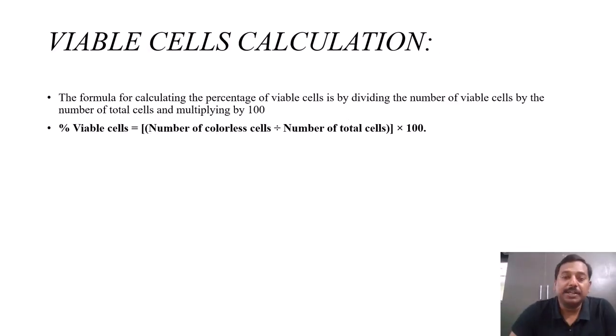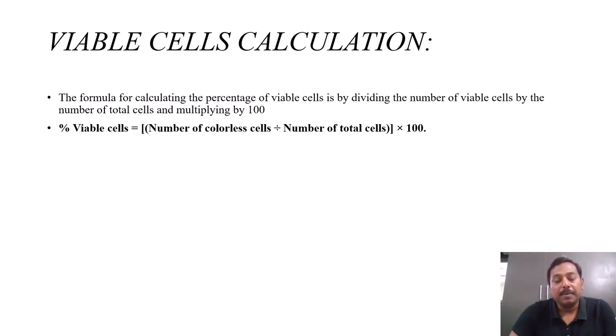Viable cells calculation. On top of determining the number of cells per ml of sample, it is also important to calculate the percentage of viability. The formula for calculating the percentage of viable cells is by dividing the number of viable cells by the number of total cells and multiplying by 100. So viability is always given in percentage. So percentage viable cells is equal to the number of colorless cells divided by the number of total cells × 100.